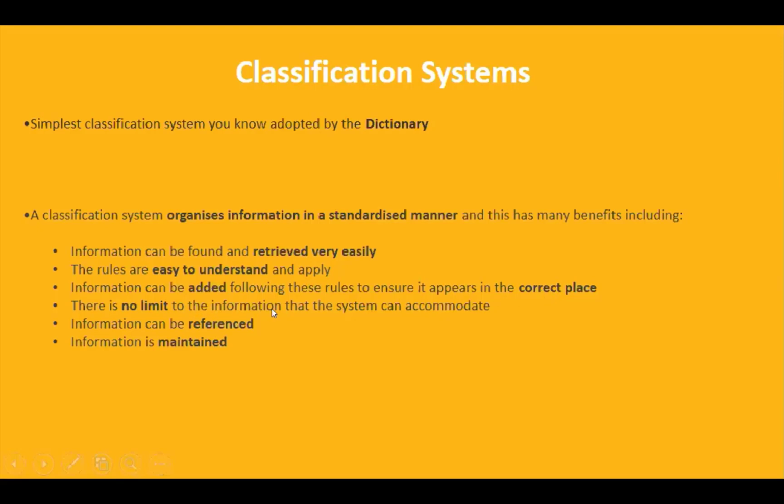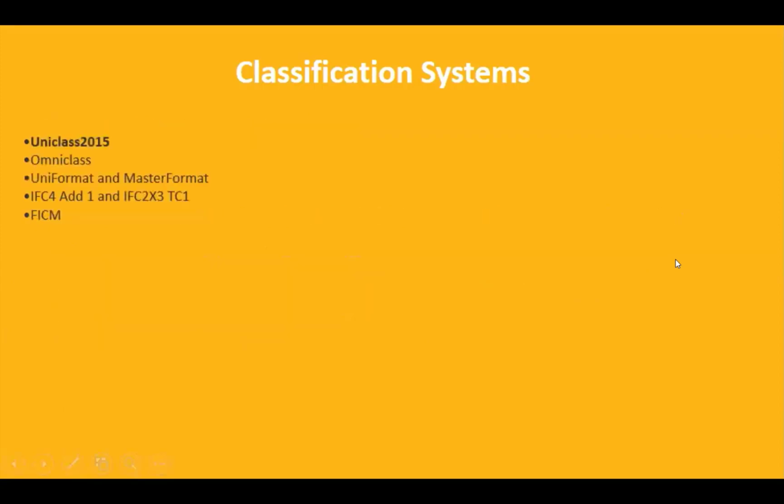There can be no limit on the information that the system can accommodate. The information can be referenced, so we can reference to a page in the dictionary, for example, or a section within the dictionary, and then the information is maintained as well. So we've got to keep it up to date and current, should any new words appear, etc.